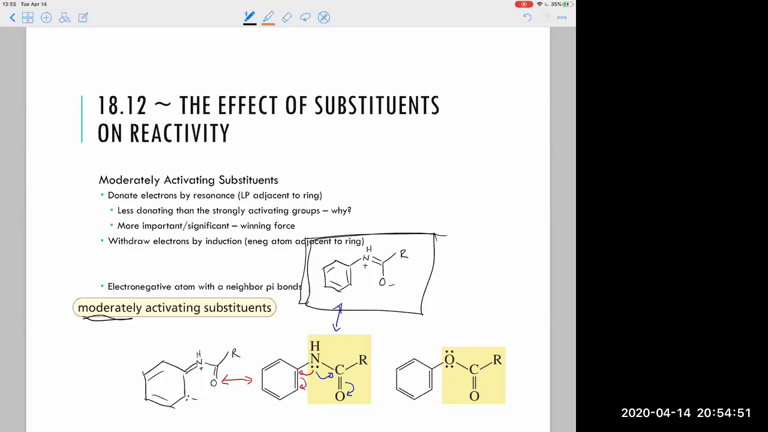That pair of electrons can go towards the ring, but it can also go away from the ring into that amide group. Same thing with your ester. You have that same problem. So there's just two resonance structures available. One does help the ring, the other one doesn't. All right, so these are our moderately activating groups.